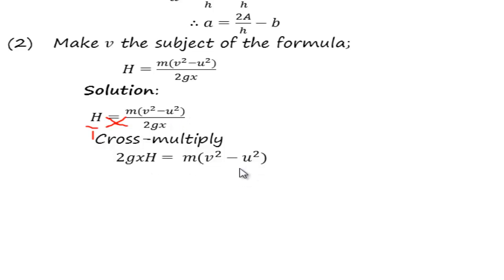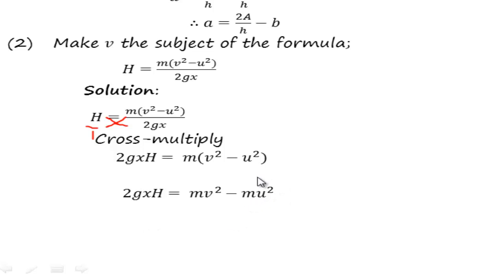I haven't done that. You want V squared as the one to make the subject of formula. You are now going to multiply M by all that you have here. That's one step, but rather you can divide both sides by M so that M will be here already. Are you getting my point? But I haven't done that. Just expand this one. Are you following? You are going to get MV squared minus MU squared.